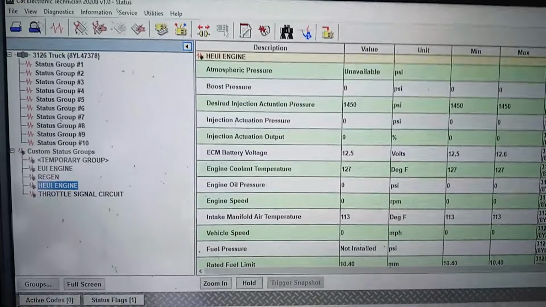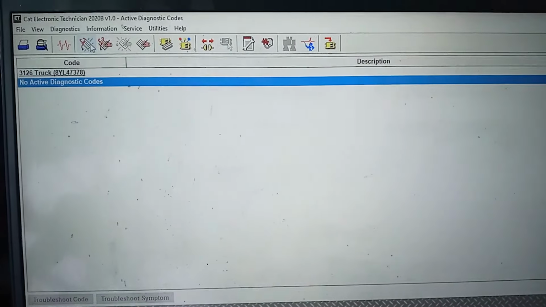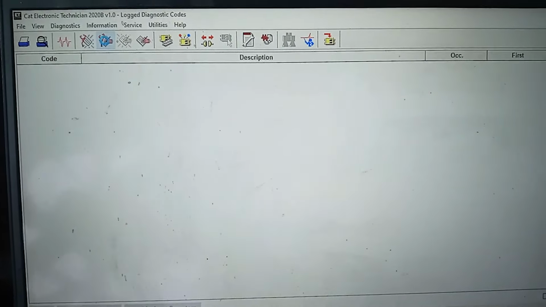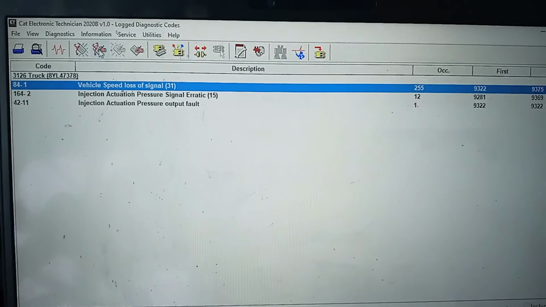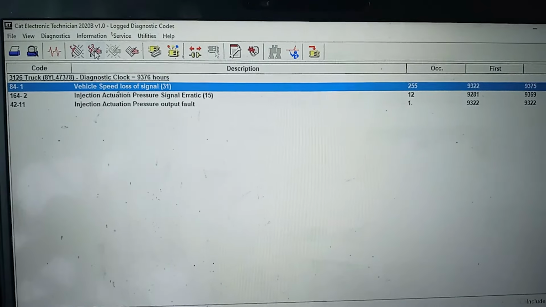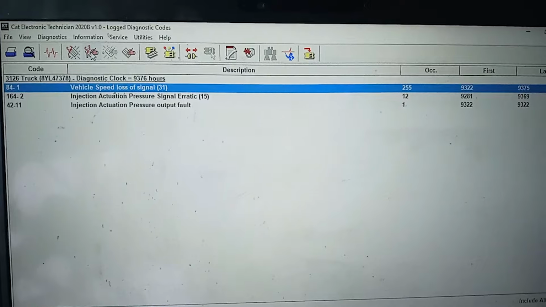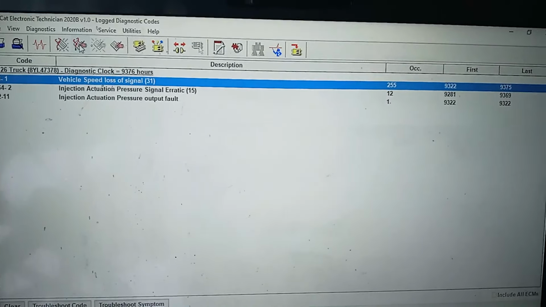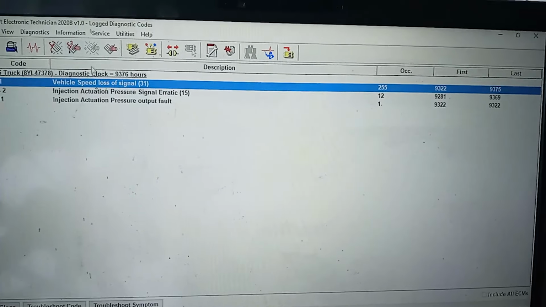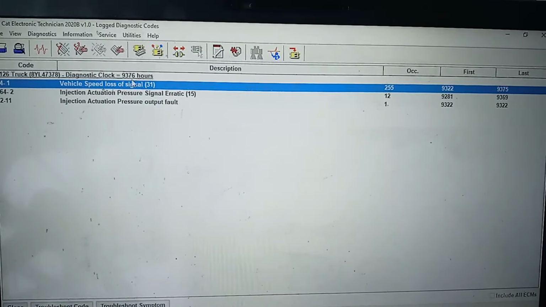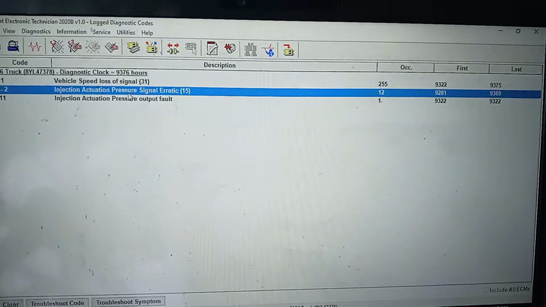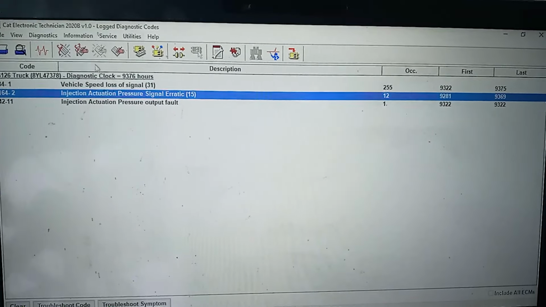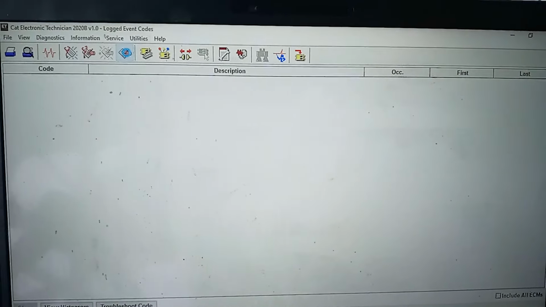So first thing we're going to do is look at our logged codes and logged events. So logged diagnostic codes here. We have a vehicle speed loss of signal. That's not going to cause it not to start. If it was engine speed loss of signal, that'd be something to worry about. We have injection actuation pressure signal erratic and output faults. And if you look at the first and last occurrences on the right, and then the diagnostic clock on the top, they have been happening recently.